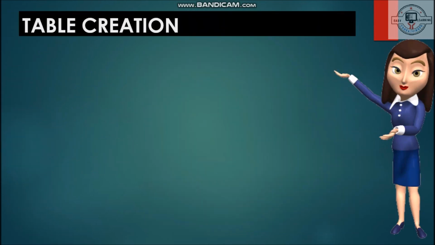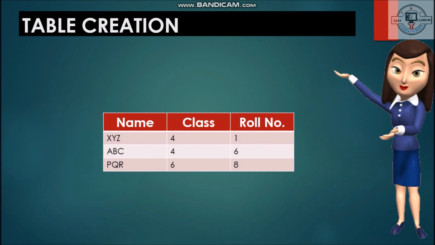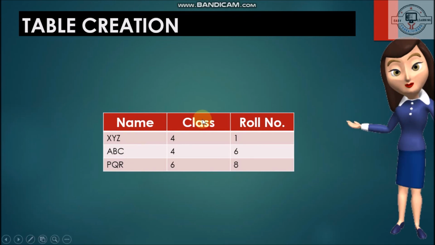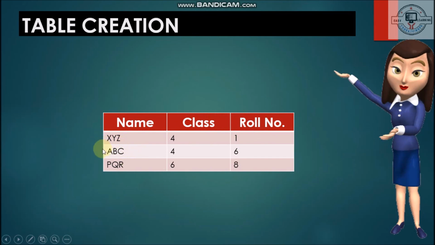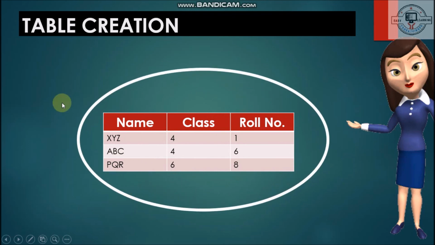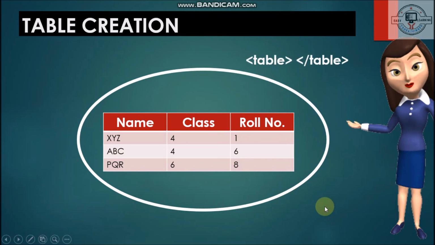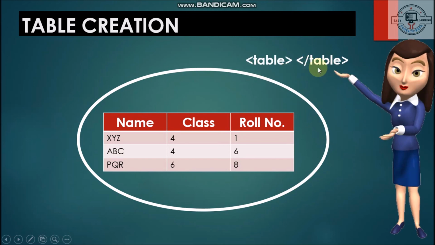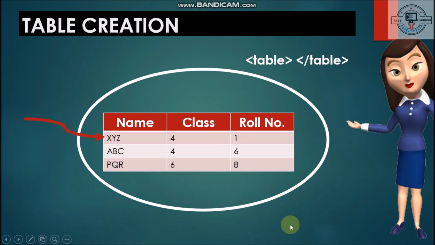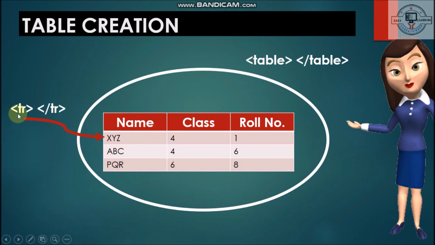Now table creation. Everybody knows the table consists of rows and columns. This is a sample table: name, class, roll number. I have given random names here. So this is a table, and this table can be created using the table tag. Start with table, end with table with the backslash. Next, this is a row. These are all rows. This one, this one, this one, this one. This is TR, ending with a TR.